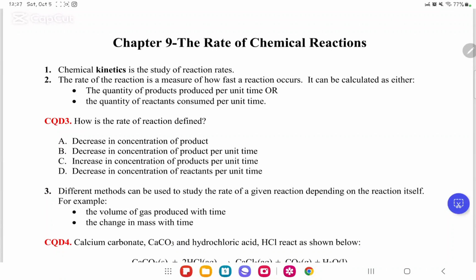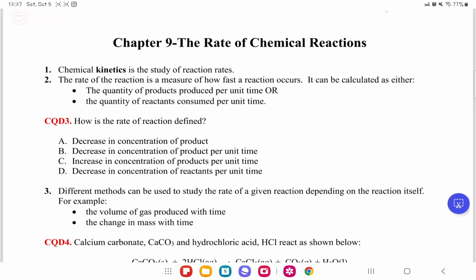Hello guys, today I'll be explaining the chemistry CQD chapter 9 questions, not only the CQDs, I will also be explaining the note questions. In chapter 9 there are no equations, so it's more logic than solving. Now, let's start. How is the rate of reaction defined?